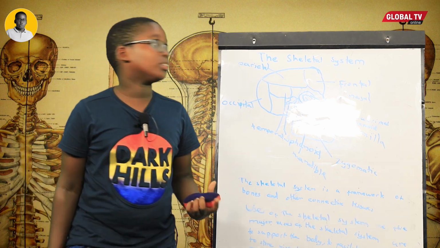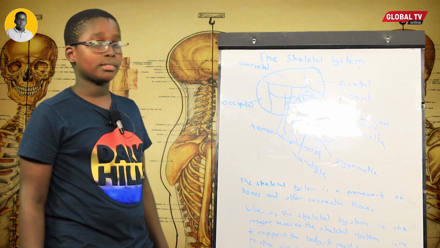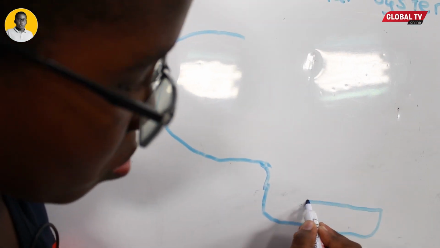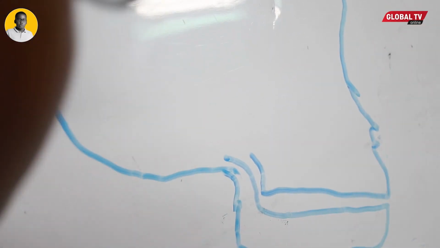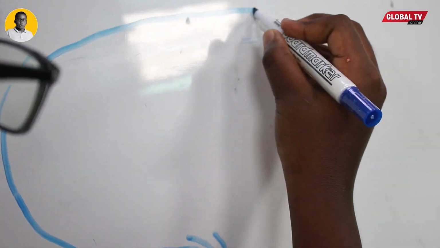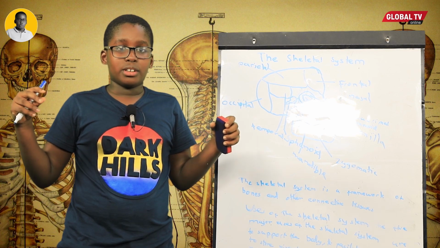In this 5th episode, we're going to be looking at the skeletal system. A skeletal system is a framework of bones and many connective tissues. So it's like a system full of bones and connective tissues that connect different parts of the body.